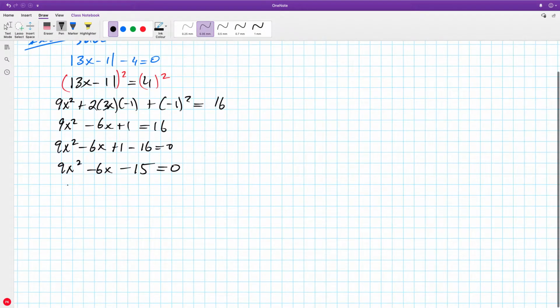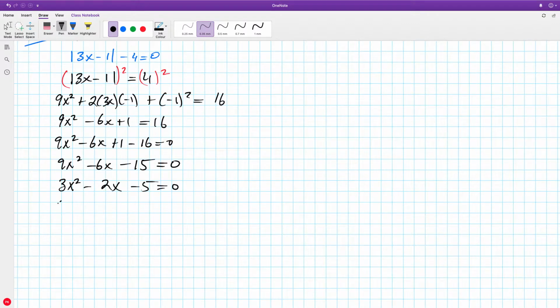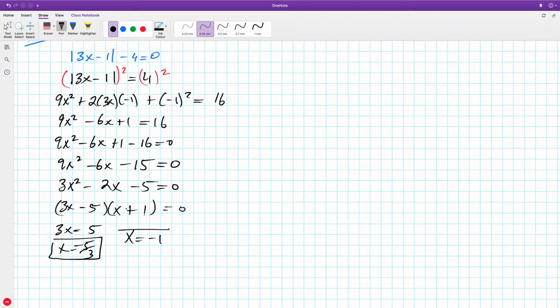Divide across by what to make your life a bit easier? 3x squared minus 2x minus 5 is equal to 0. Right, bracket, bracket. 3x and x, minus 5 and 1, minus 5 plus 1. 3x squared minus 5x plus 3x, yeah, minus 5. 3x is equal to 5, x is equal to 5 over 3. And x is equal to minus 1. There are your two answers. Right, have a go at this one.